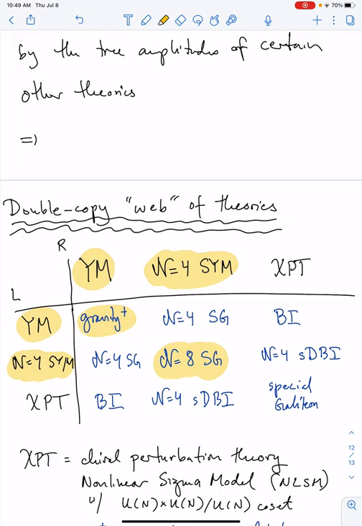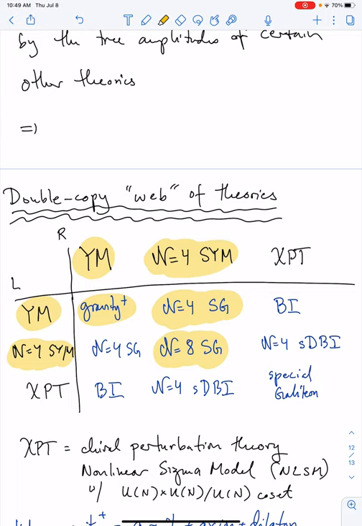If I double copy it with Yang-Mills, on the other hand, I have N equals 0 plus N equals 4, that gives me N equals 4 supergravity. And whether I do left or right is the same. So the axis left-right is symmetric in the standard double copy. There's also another very interesting theory whose amplitudes obey the KK and BCJ relations. And that's, I've denoted as chi PT.